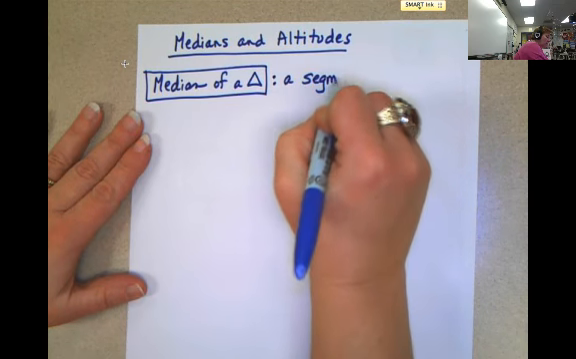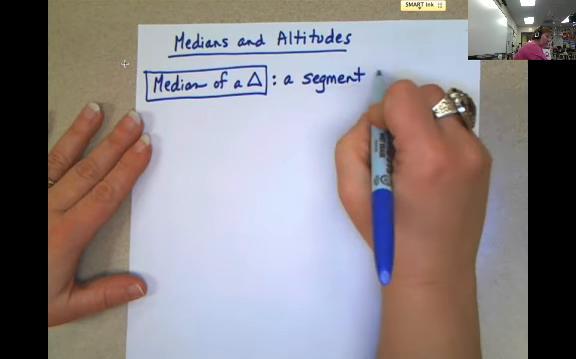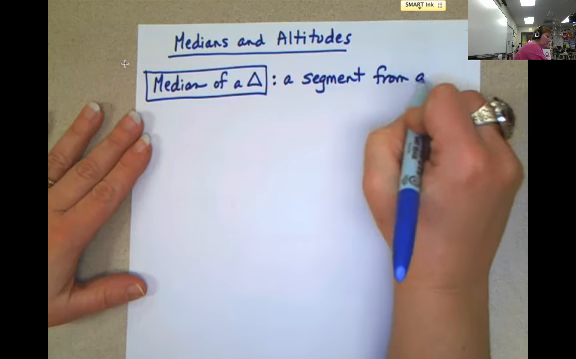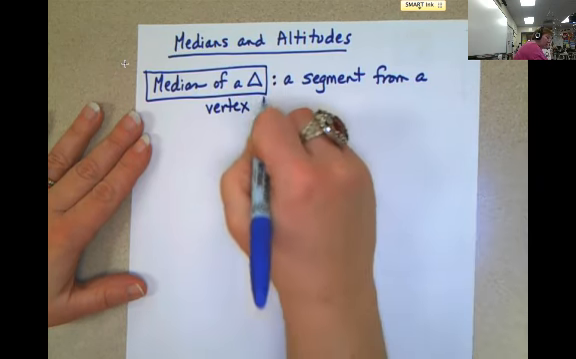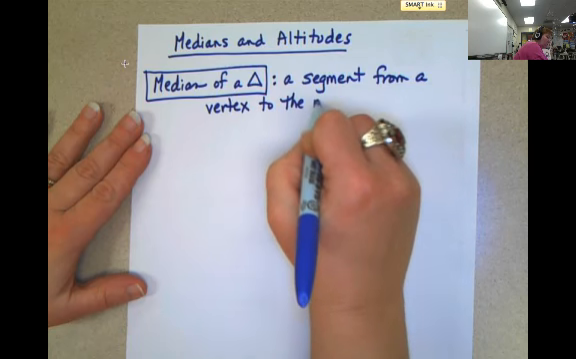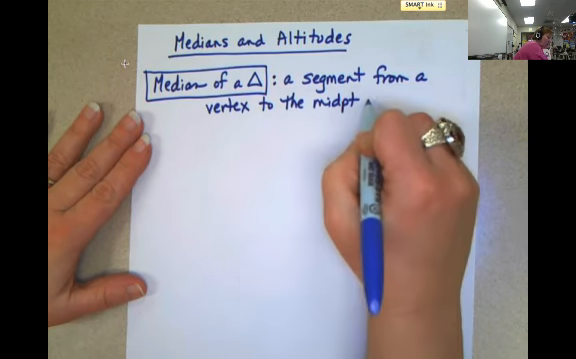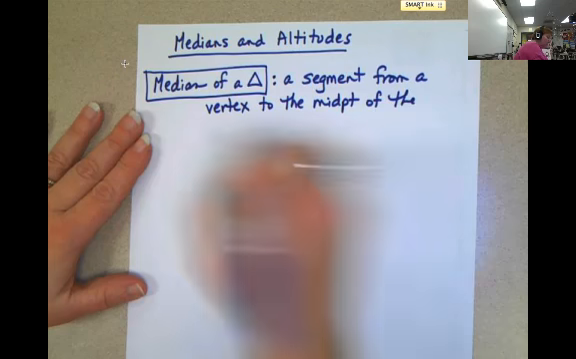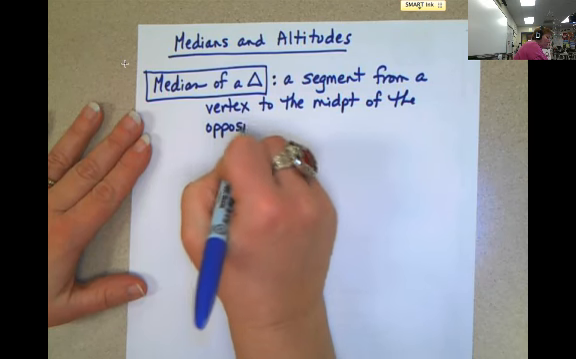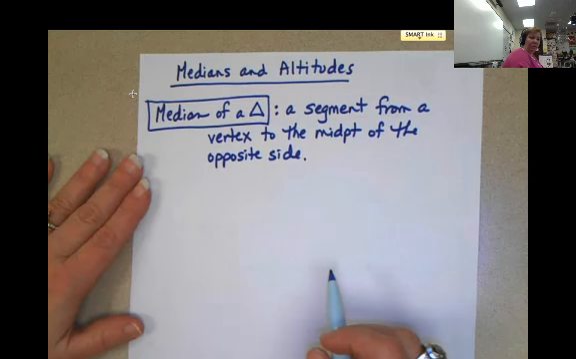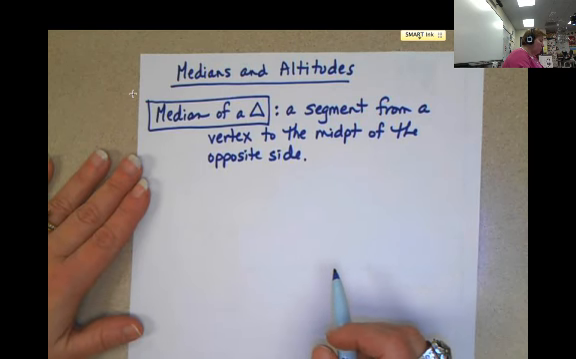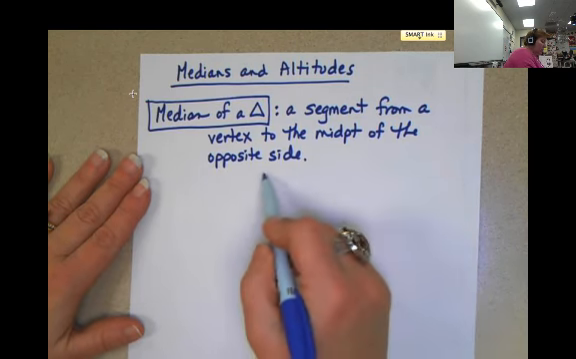A segment from a vertex, of course, vertex of the triangle, to the midpoint of the opposite side. Okay, so now that we have the definition, let's draw a picture and see what it looks like.